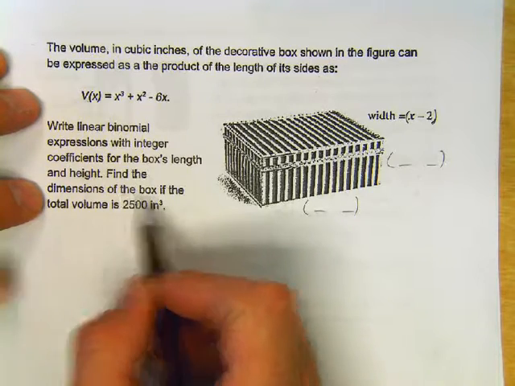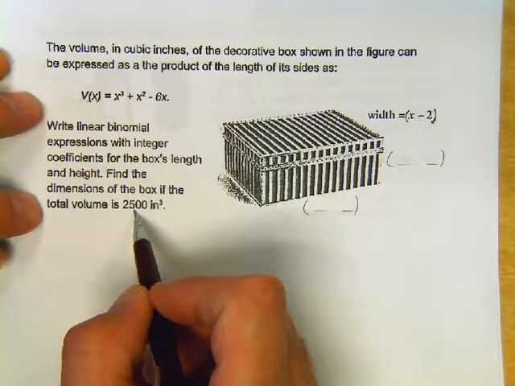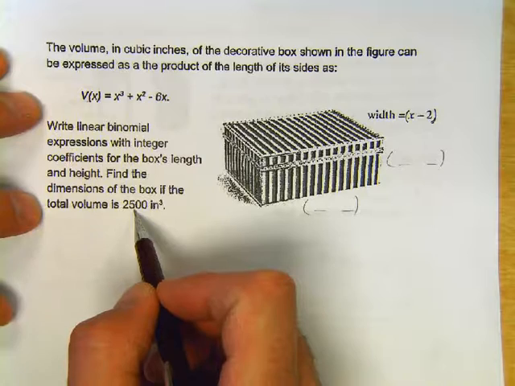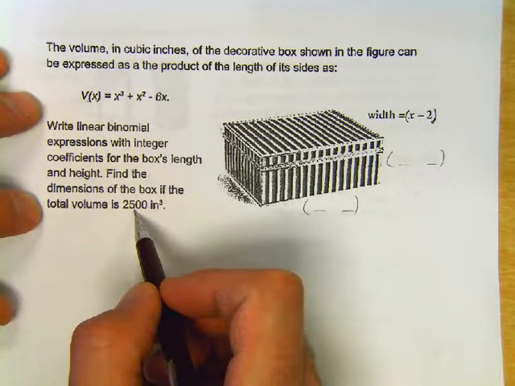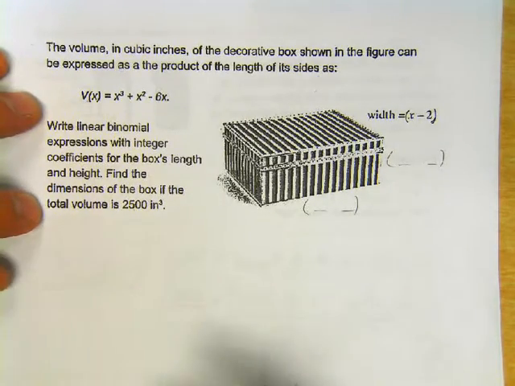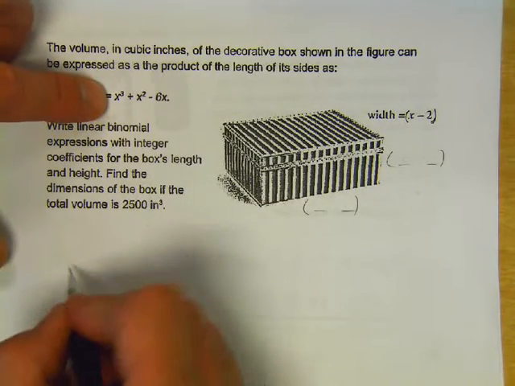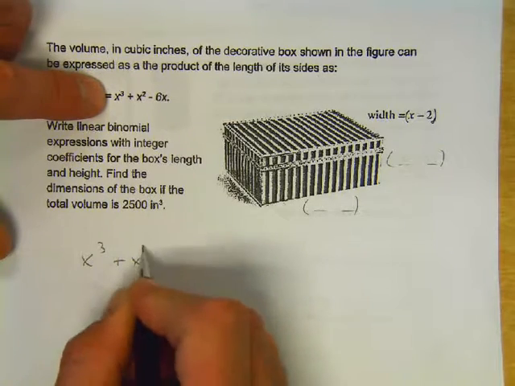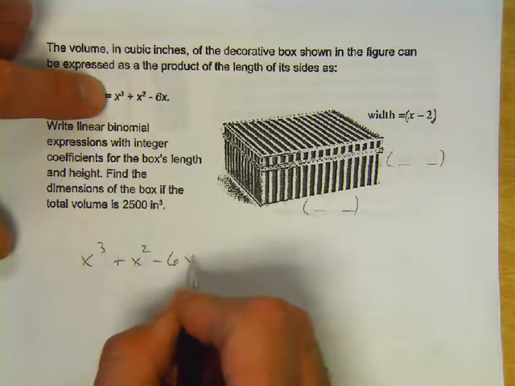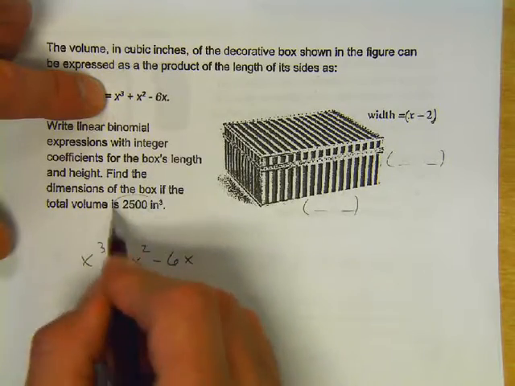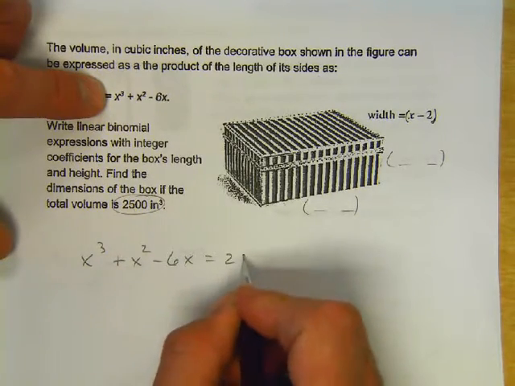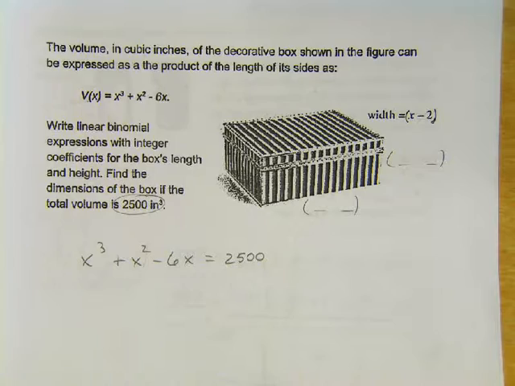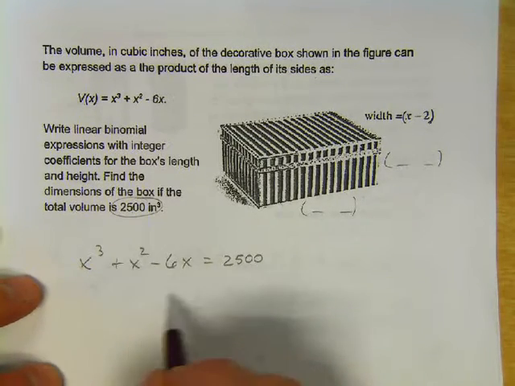Well, there's really two parts to this question. The first part is that we know the volume, which is x cubed plus x squared minus 6x, that volume has to equal 2,500 inches cubed. So I think the first thing we should do is solve this to find the value of x. And then we could plug it in here and we'd have the width, and then we'd just have to figure out the other two.